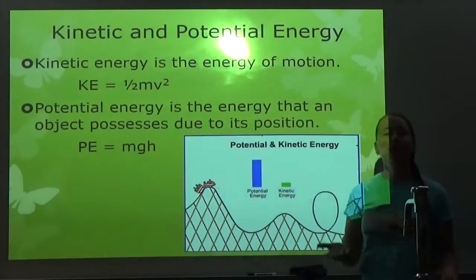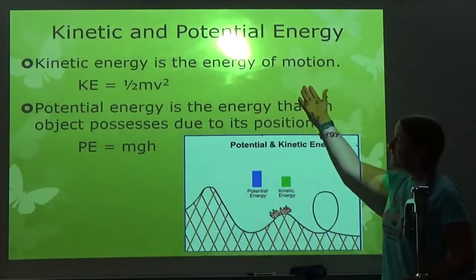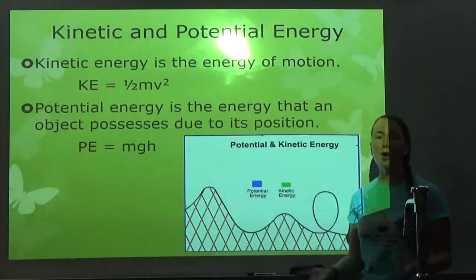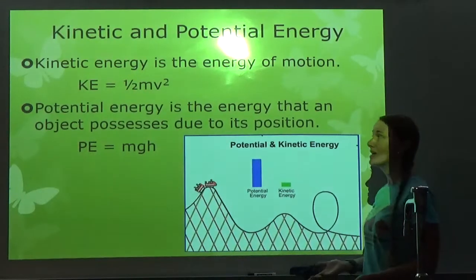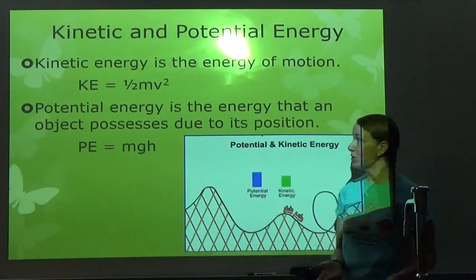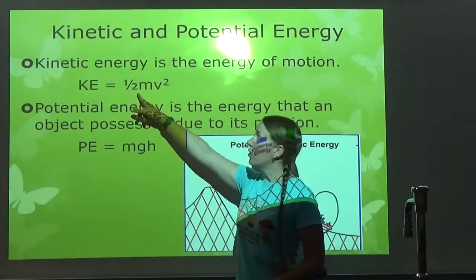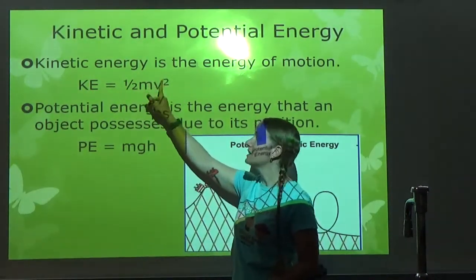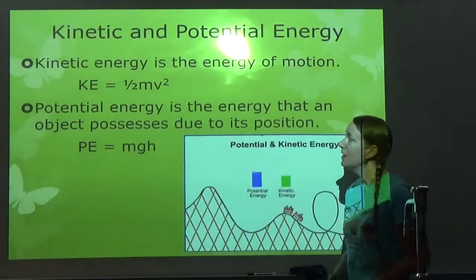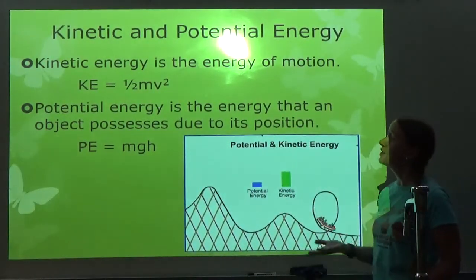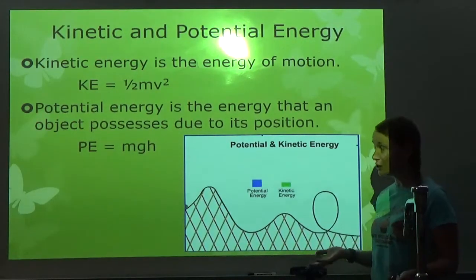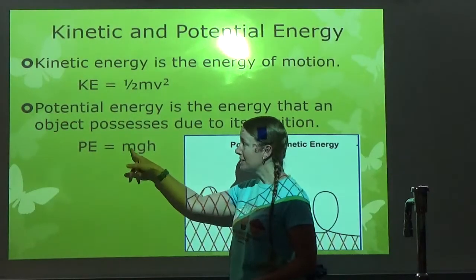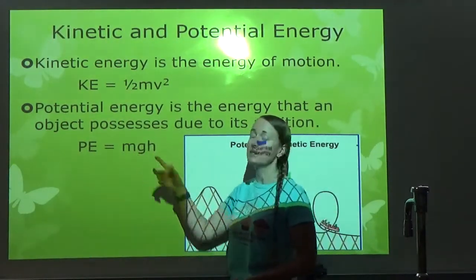So first we'll start with kinetic and potential energy. Kinetic energy is the energy of motion. Because atoms, molecules, ions, all the particles that we talk about in chemistry are in constant motion, kinetic energy is a big deal to us. So kinetic energy is 1/2 mv squared, which means 1/2 mass times velocity squared. Potential energy, on the other hand, is the energy that an object possesses due to its position. So gravitational potential energy is mgh, which is mass times acceleration due to gravity times height.